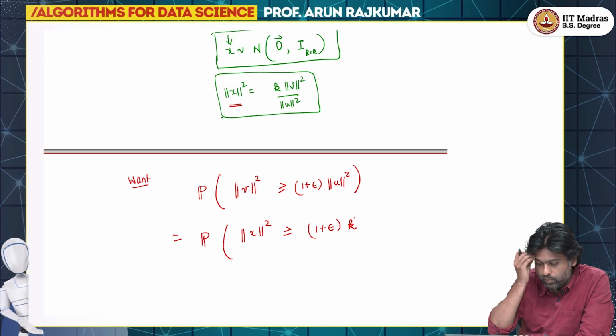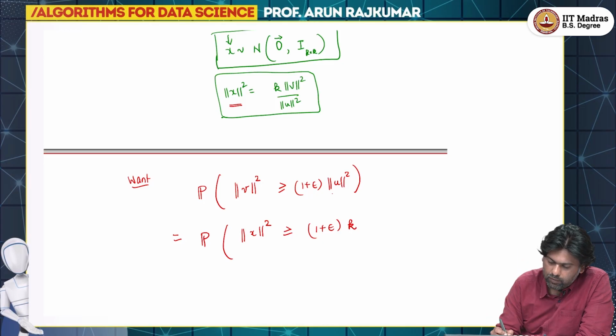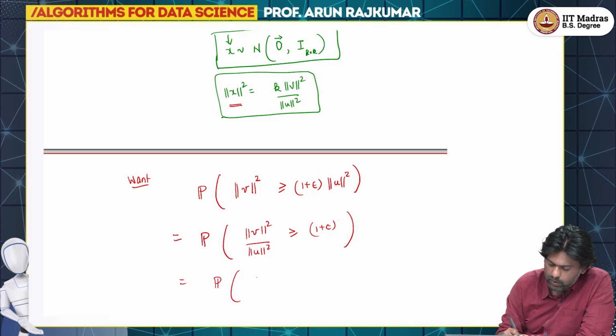And why is this true? Let me write it this way. This is equivalent to saying norm v squared by norm u squared is greater than or equal to 1 plus epsilon, which is equivalent to saying the probability that k times norm v squared by norm u squared is greater than or equal to k times 1 plus epsilon. This is just a rewriting.